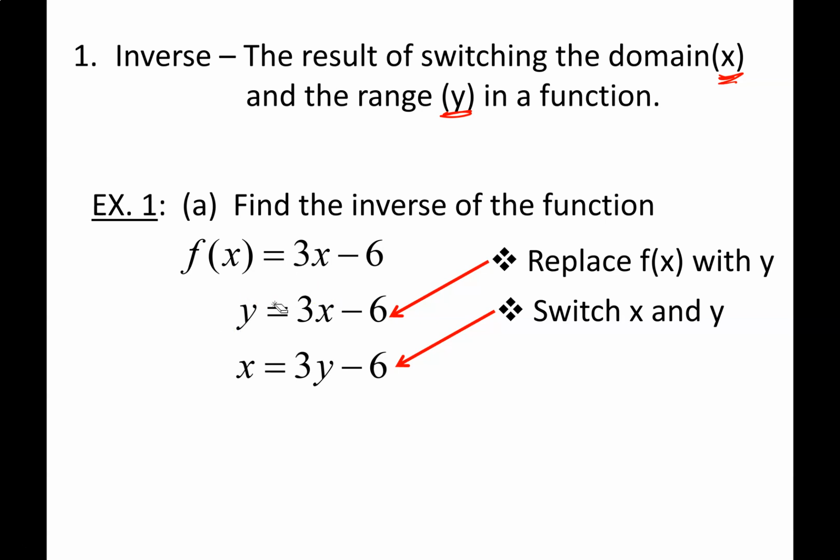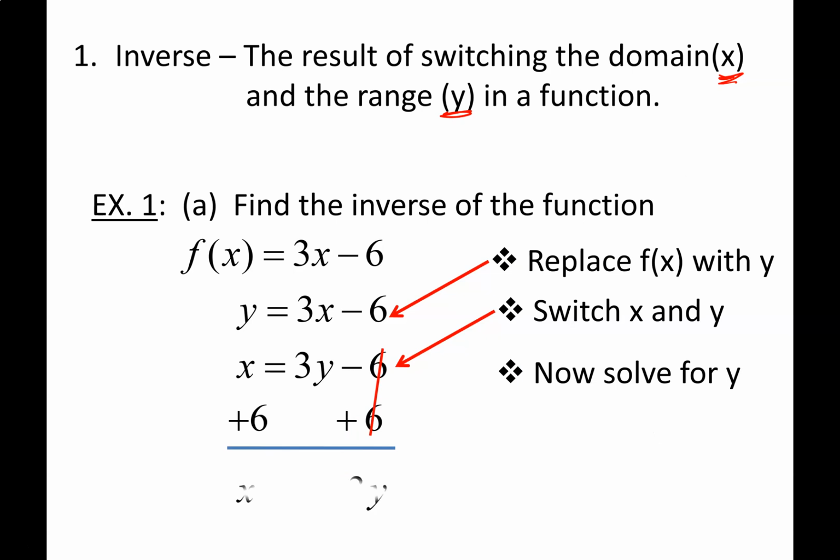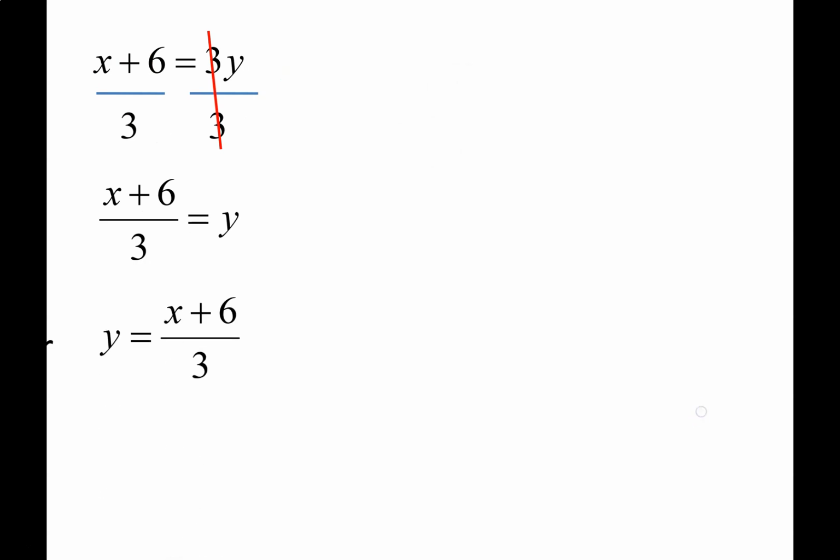Then to finish, all we do is just solve for y. So first thing I'm going to do is move the 6. So I get x plus 6 equals 3y. After that, we divide by 3. And I get y equals (x plus 6) over 3. Or you could say 1/3 x plus 2.